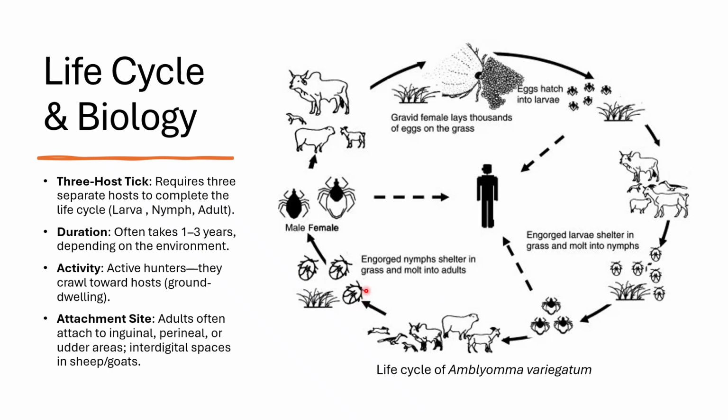particularly on grasses and shelter. The engorged nymphs shelter in grass and molt into adults, male and female. The adults will attach to the third host and feed, and the engorged female will lay its 1,000 eggs on the grass.